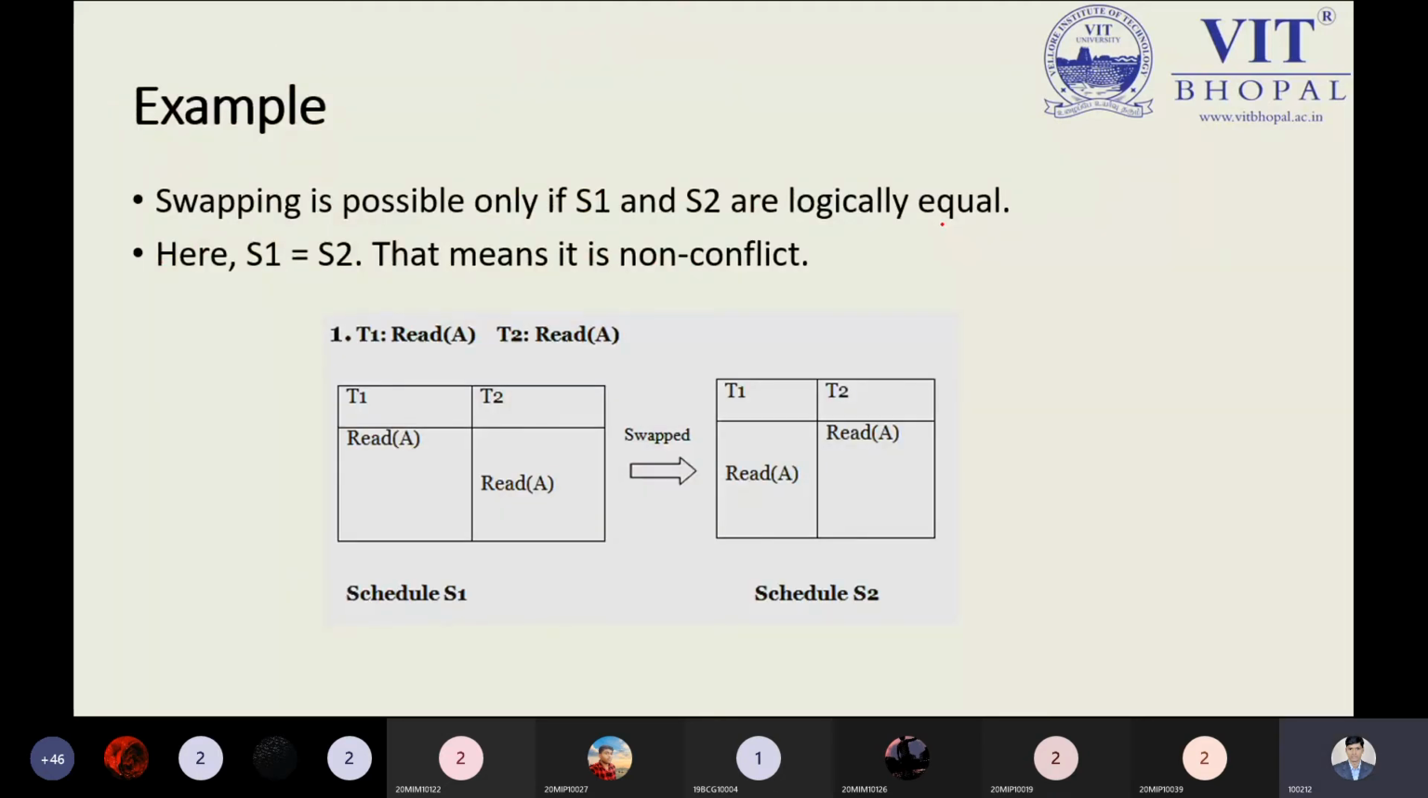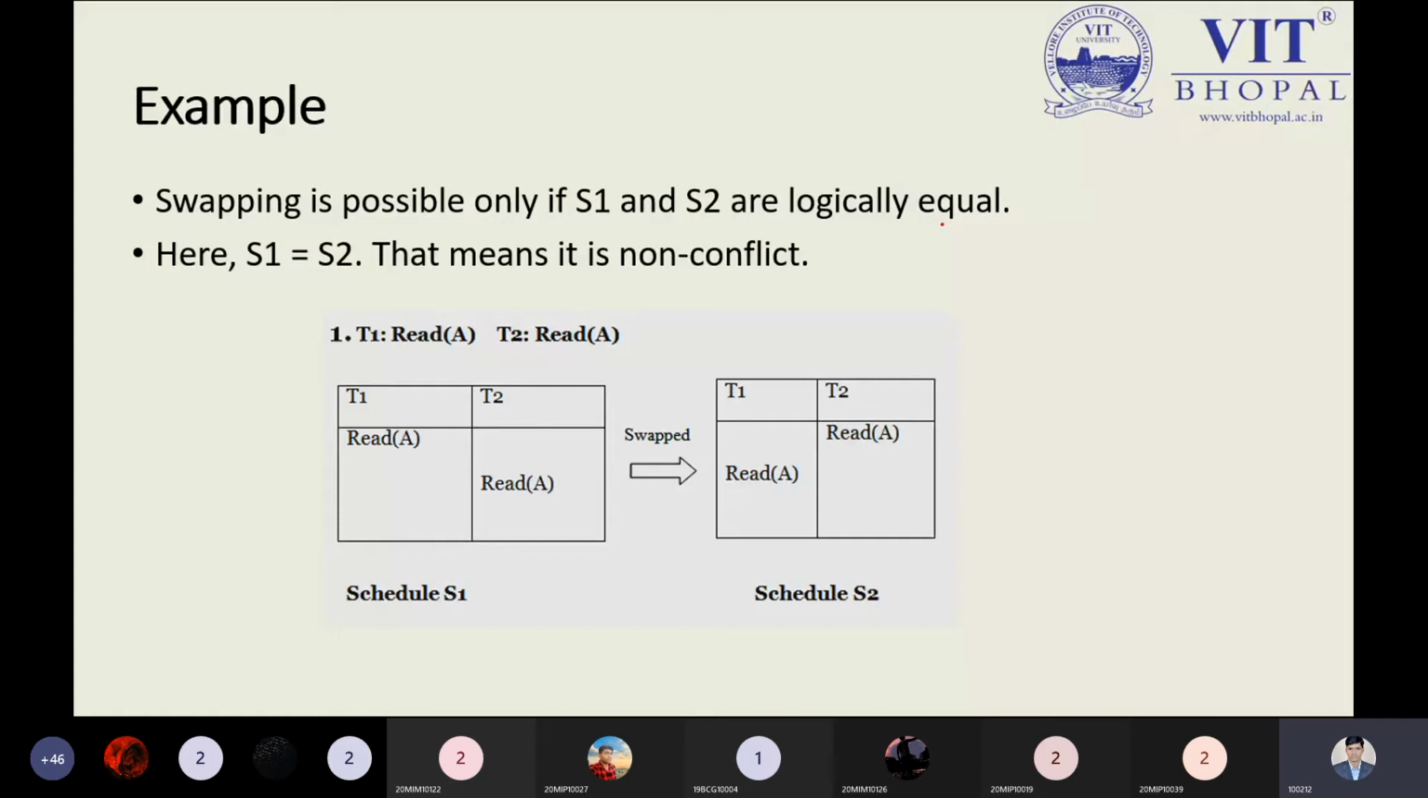Swapping is possible only if S1 and S2 are logically equal. Yes, that is possible. Here S1 and S2 are the two non-conflicting schedules we have. For T1 and T2, we have T A read B, so swapping can be done like this. We can swap the operations like this. Schedule 1 and schedule 2 are the two schedules we have here. We can do the swapping, but keep in mind they should be logically equal. If they are logically equal, then swapping is possible. So swap is done like this.